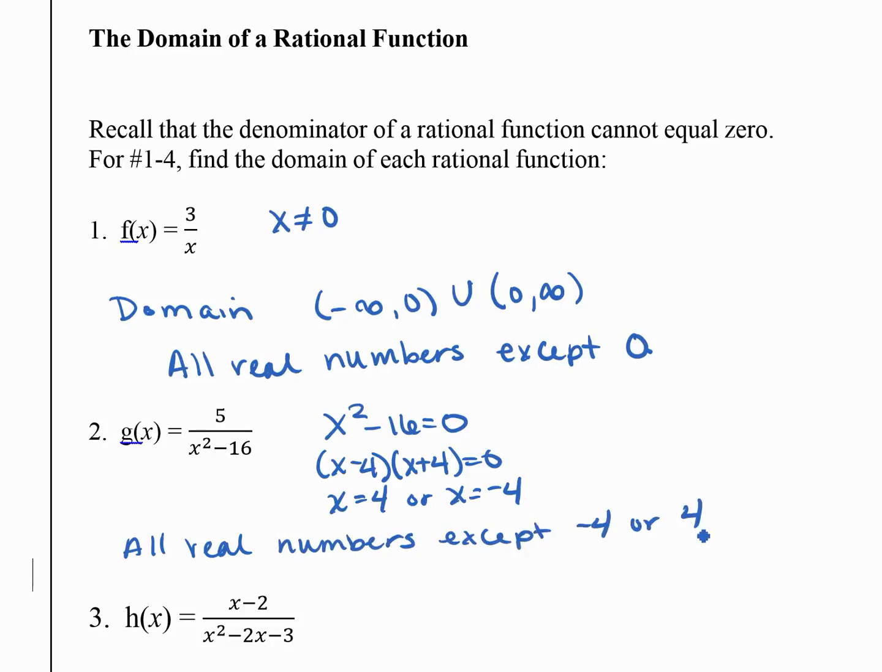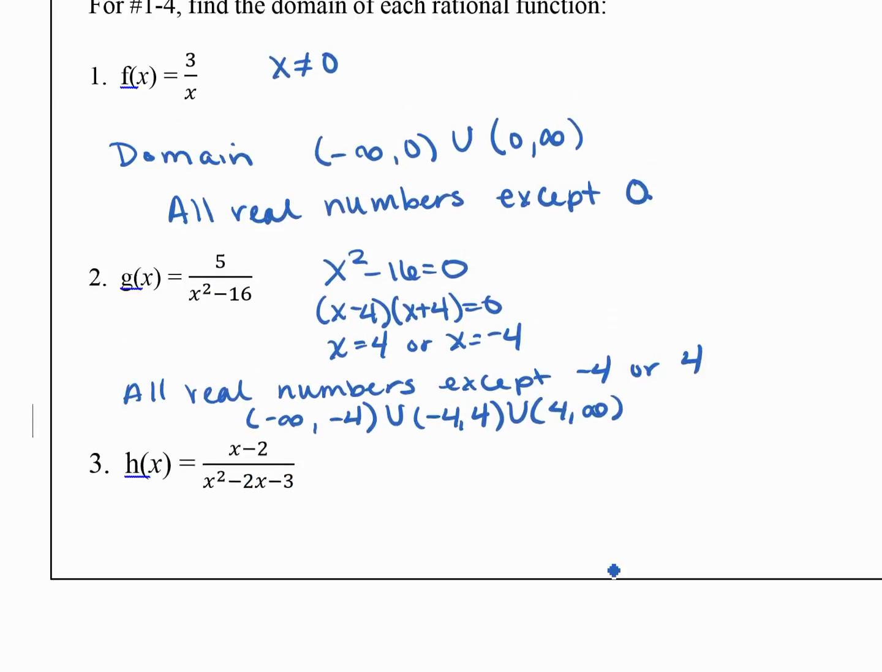And if we want to write that in interval notation, that would be negative infinity up to negative 4, not include negative 4, union negative 4 to 4, not including either of those, and then 4 to infinity. Okay, let's go ahead and look at our final one here.